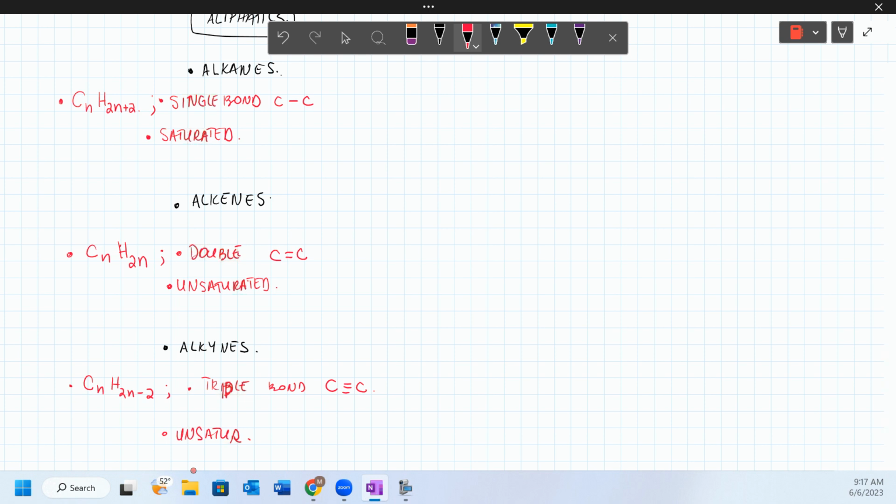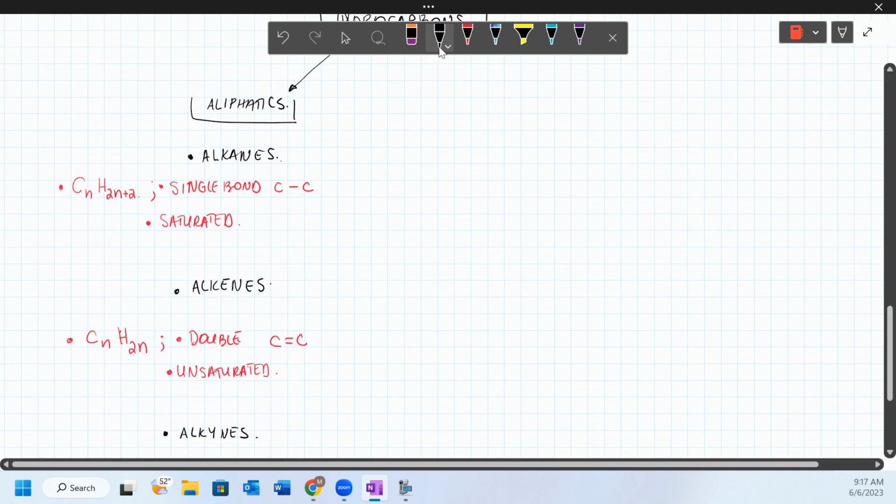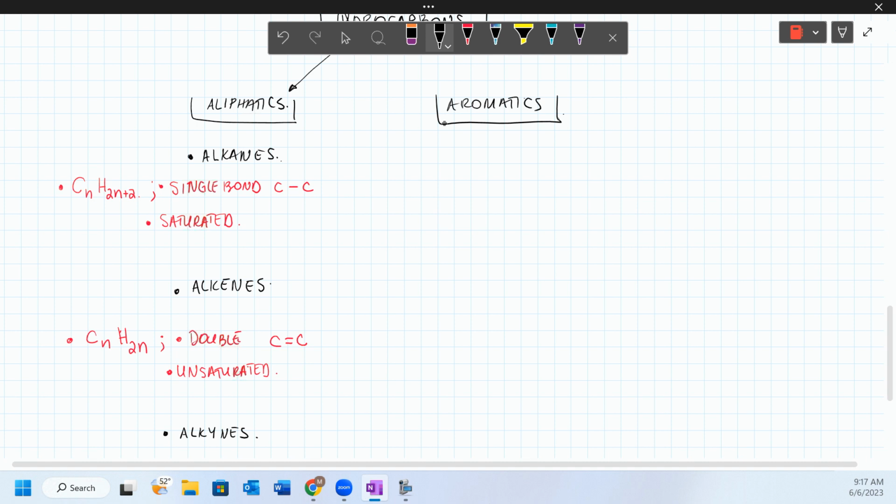the single bonds. Okay. The second group of the hydrocarbons is the one known as the aromatics. So aromatics, what you see is what is known as benzene. Okay, something like this, C6H6, and the name for it is benzene.